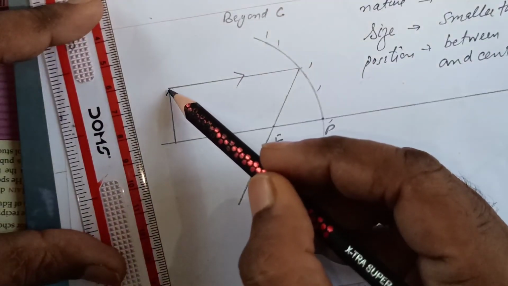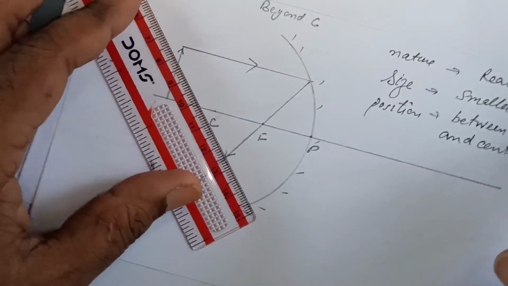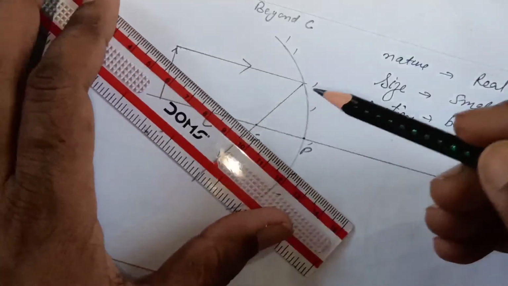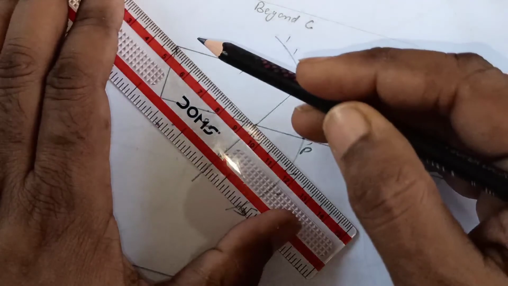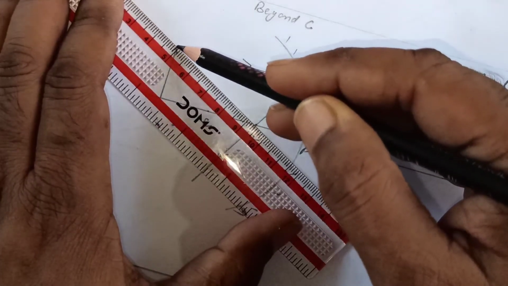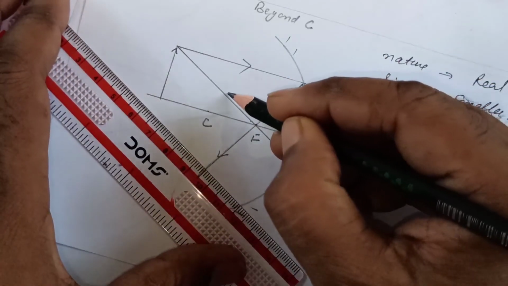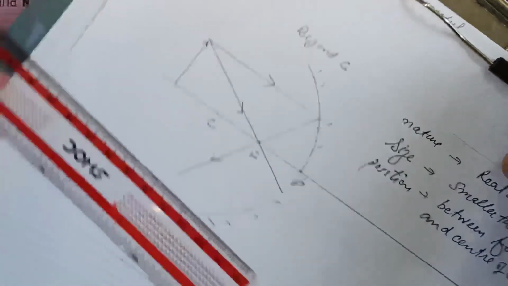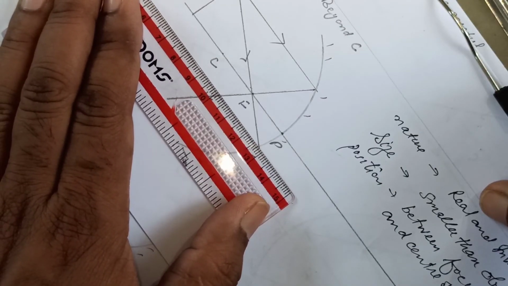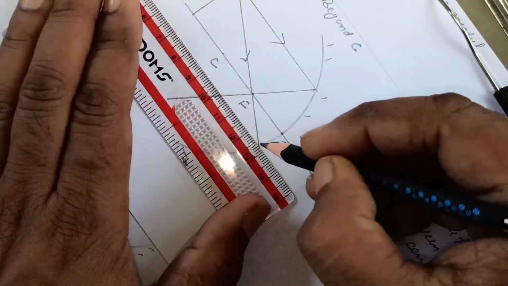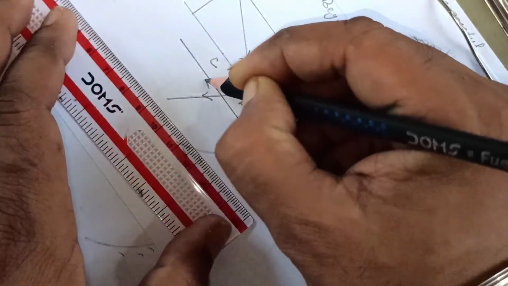The second ray I have to draw from the head of the object. This is the head of the object, this is the tail of the object. From the head of the object, that ray should pass through F. See, I am drawing a ray such that it passes through F. Then after reflection it becomes parallel to the principal axis. So we have to show that it becomes parallel to the principal axis. See, it becomes parallel to the principal axis.